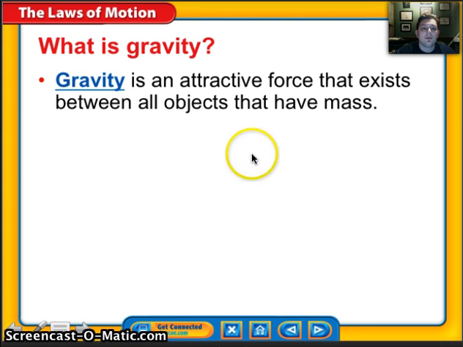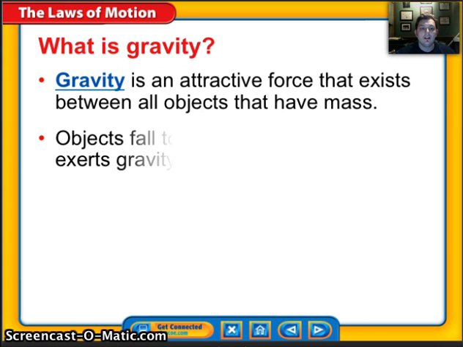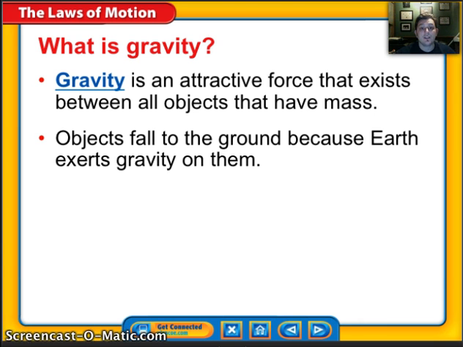Now, what is gravity? Gravity. An attractive force that exists between all objects that have mass. Okay, so it's an attractive force. If you have mass, like the Earth has mass, there's a gravitational attraction to one another. Objects fall to the ground because the Earth exerts gravity on them. Okay, the bigger you are, the harder they fall, they say.